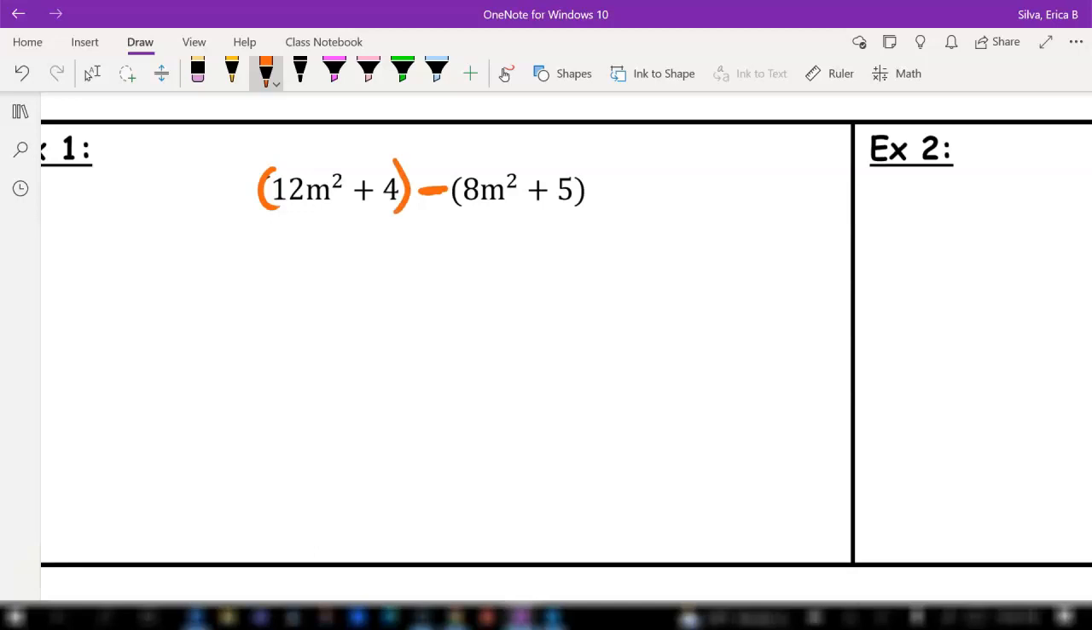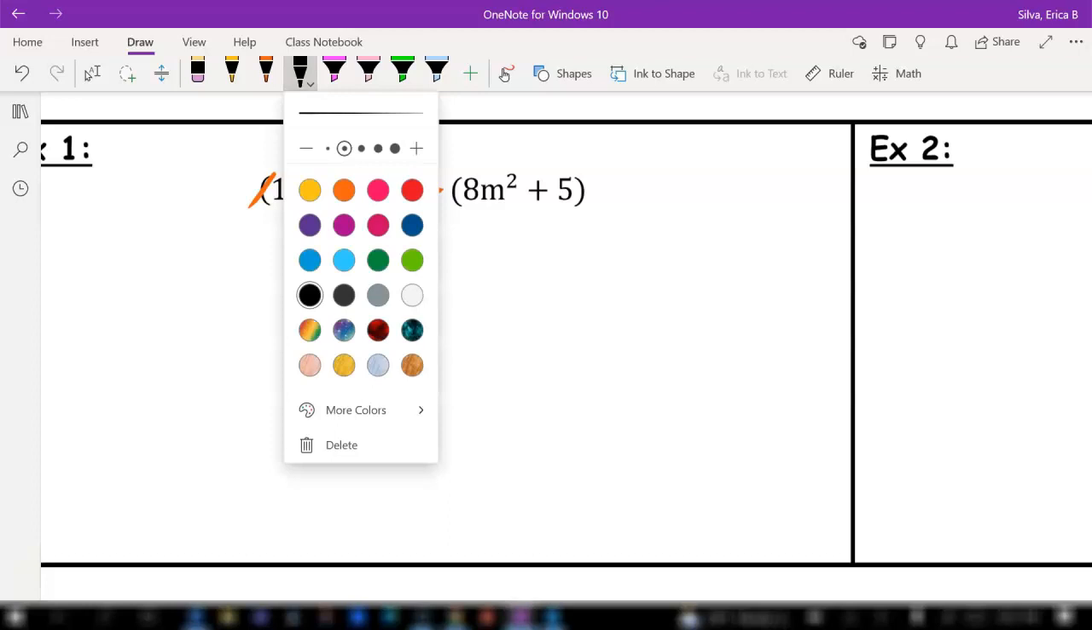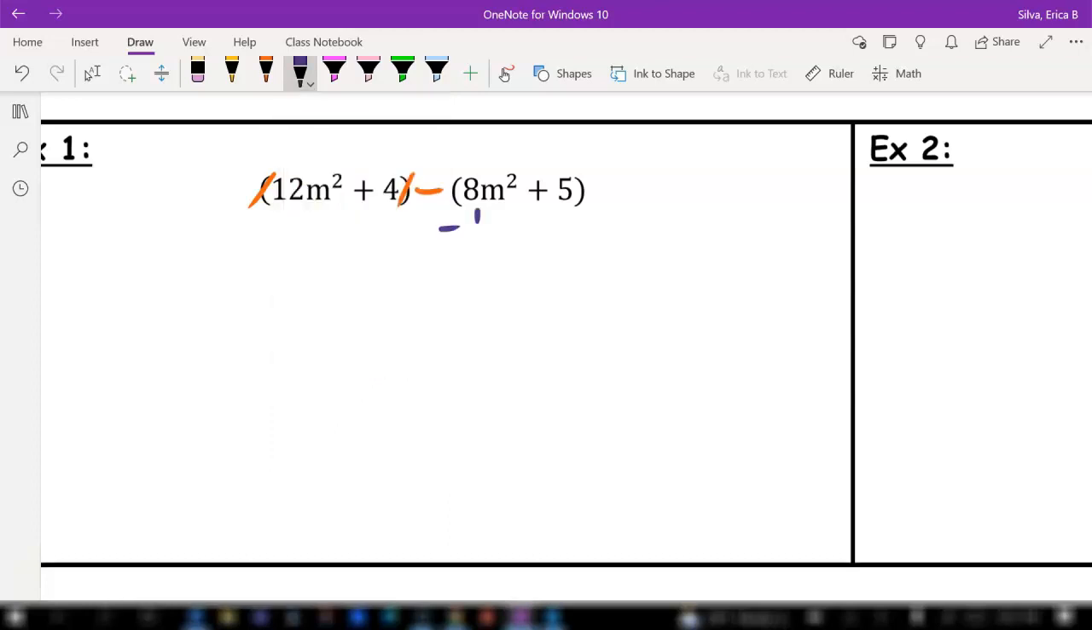Now this group has no symbol in front of it, so it's positive. That's why we said that we just drop the parentheses. So we ignore those parentheses. On the second group, that means we're subtracting 8m squared, and then we're also subtracting positive 5.